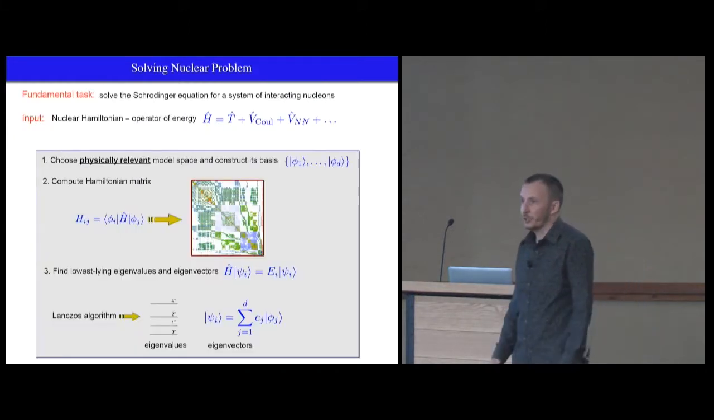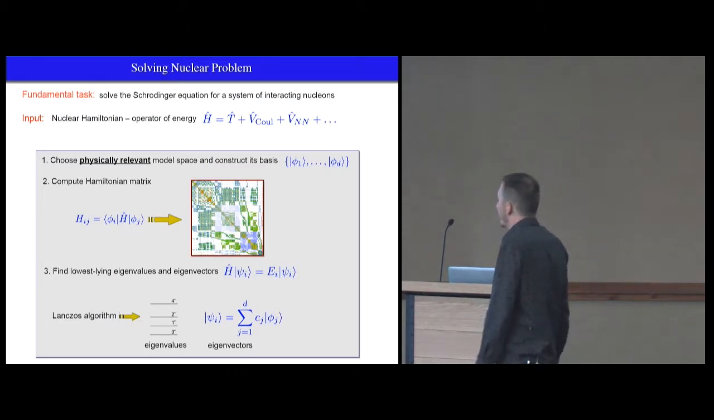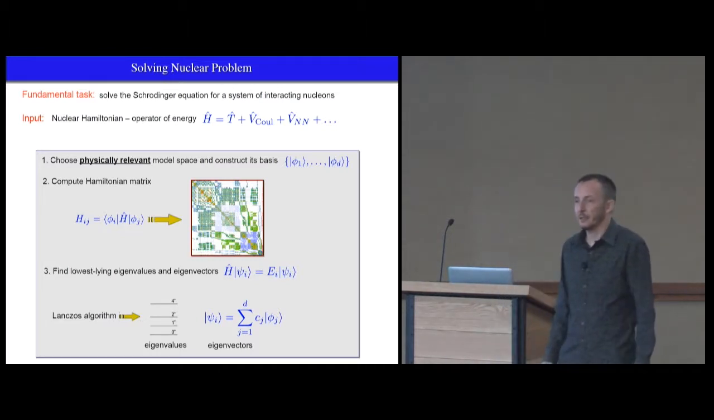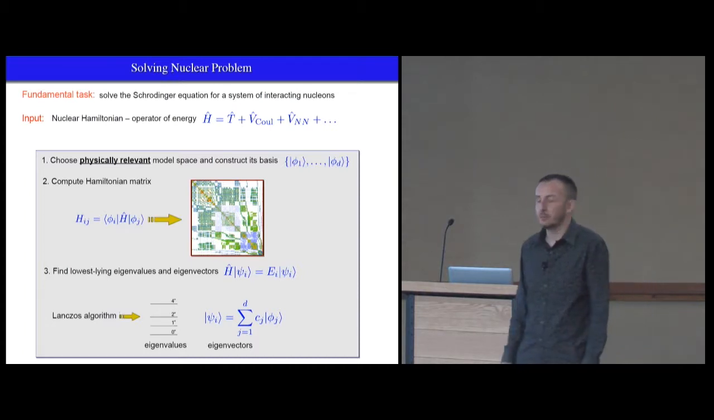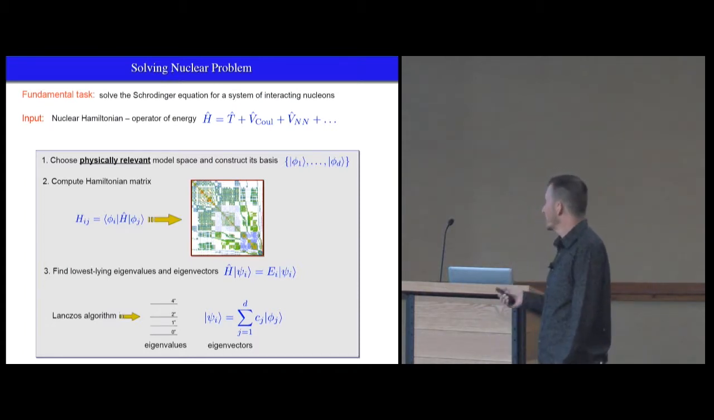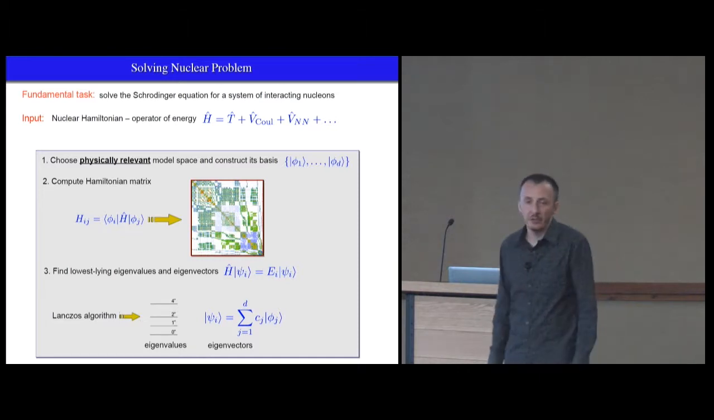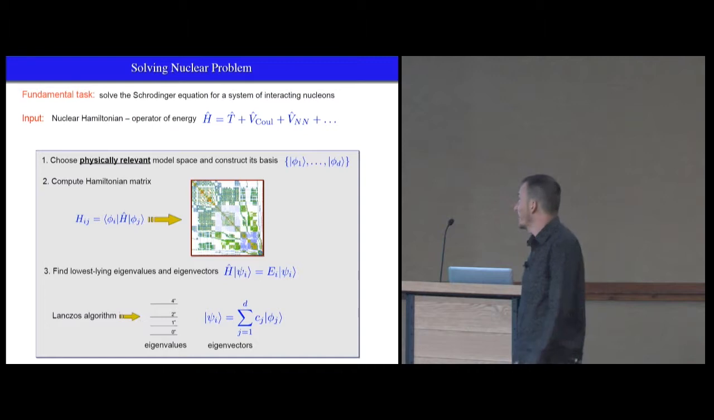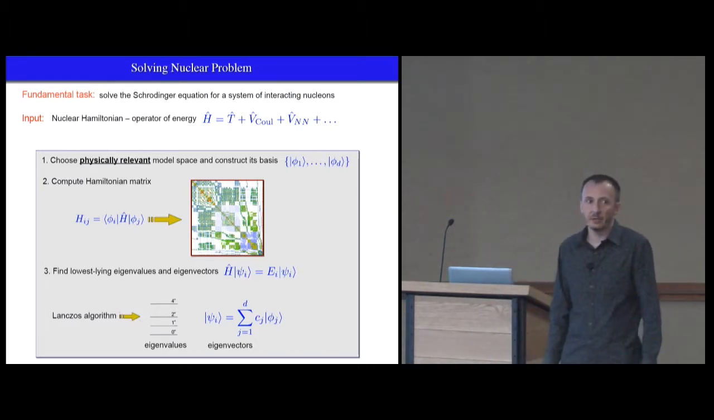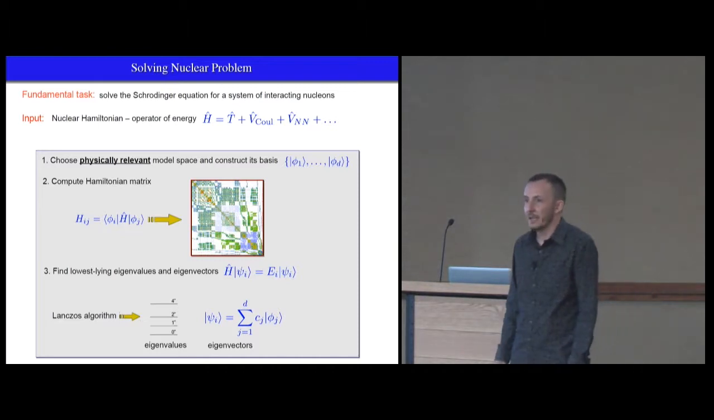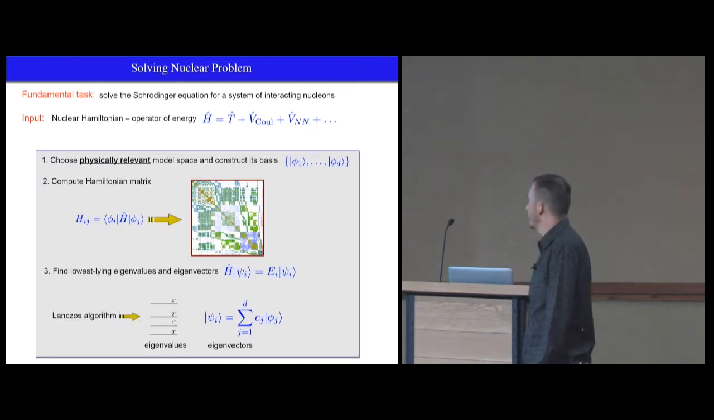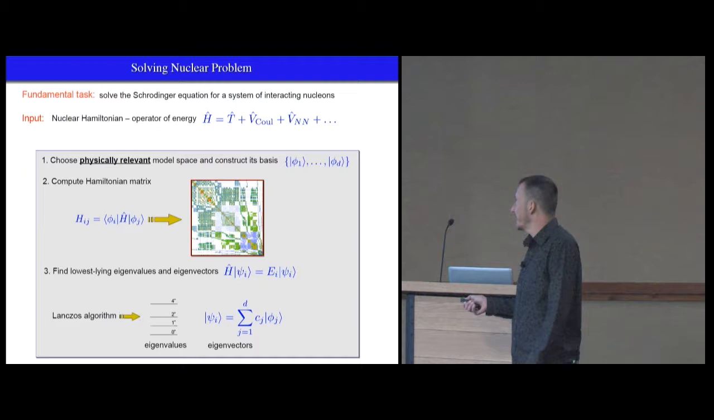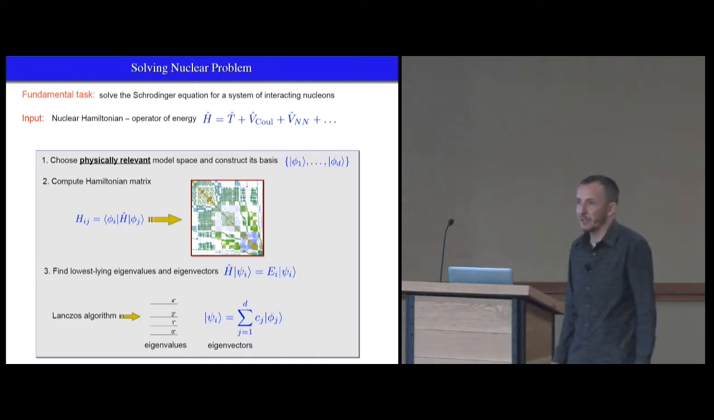So how do we actually proceed? The approach that we choose is the configuration interaction approach. You choose a physically relevant model space and construct its basis. In nuclear physics, this basis is made up of eigenstates of many harmonic oscillators. It is because in such a basis, it's easy for us to exactly factorize intrinsic degrees of freedom from center-of-mass degrees of freedom. In the second step, you compute your Hamiltonian matrix.